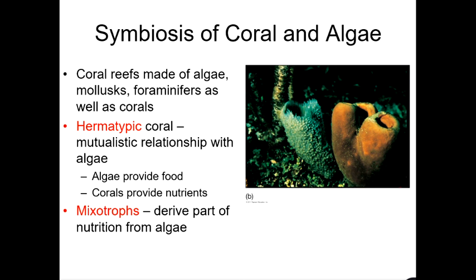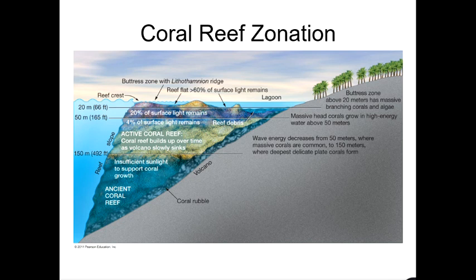So, unique situation. There is a zonation of coral reefs. It is a rocky shore, a rocky bottom community. And so we can talk about a vertical zonation as well as a horizontal zonation for these things. And as you might imagine, they grow enormous.